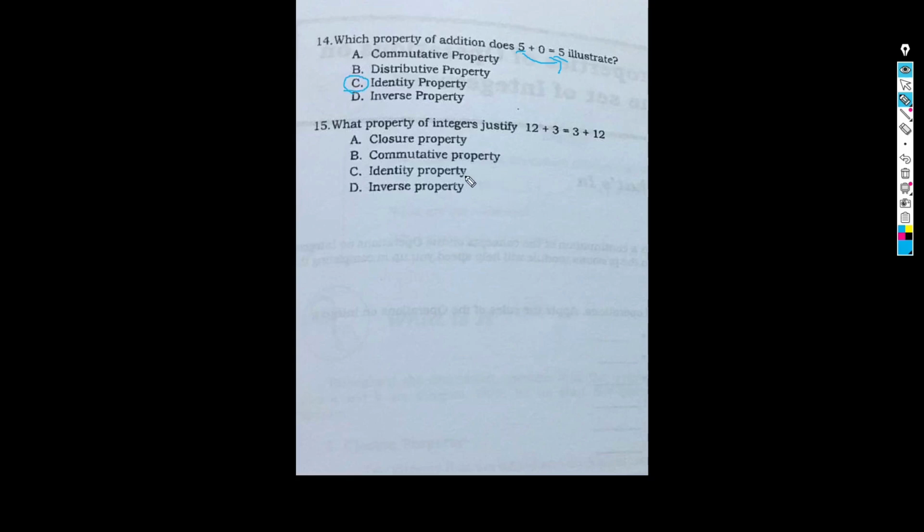Very good. What property of integers justifies 12 plus 3 is equal to 3 plus 12? You see, 12 and 3, 3 and 12. Okay, so they just exchange position. Order of the numbers, so it's swap. They swap together or they commute to the other place. So that is the commutative property. Very good. You got it? Good job. Okay, let's go to the next page.